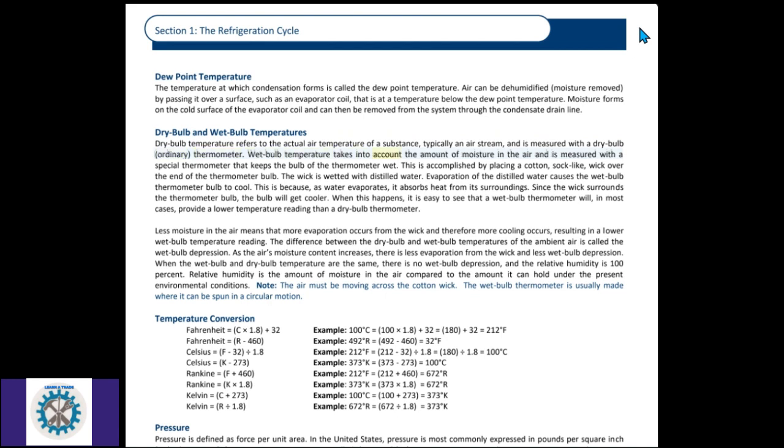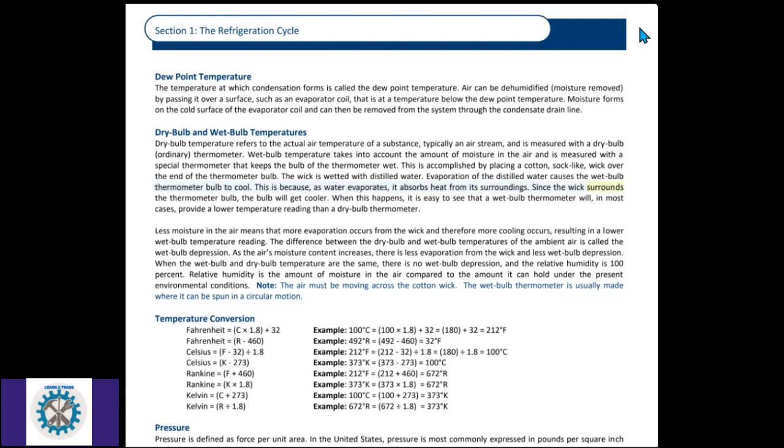Dry bulb temperature refers to the actual air temperature of a substance, typically an airstream, and is measured with a dry bulb, ordinary, thermometer. Wet bulb temperature takes into account the amount of moisture in the air and is measured with a special thermometer that keeps the bulb of the thermometer wet. This is accomplished by placing a cotton, sock-like, wick over the end of the thermometer bulb. The wick is wetted with distilled water.